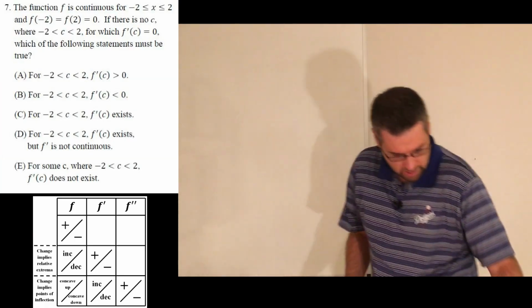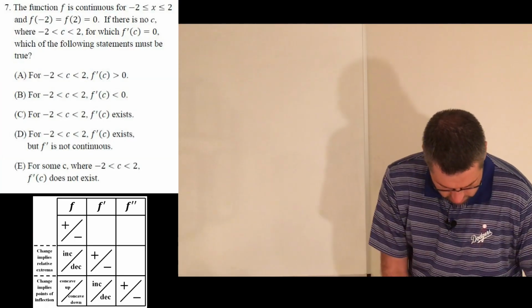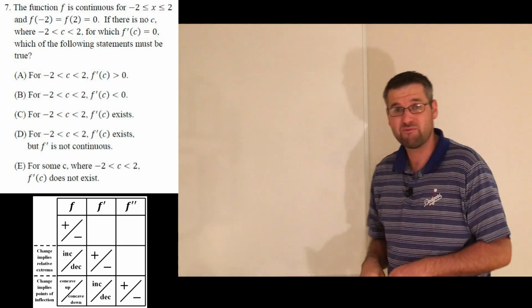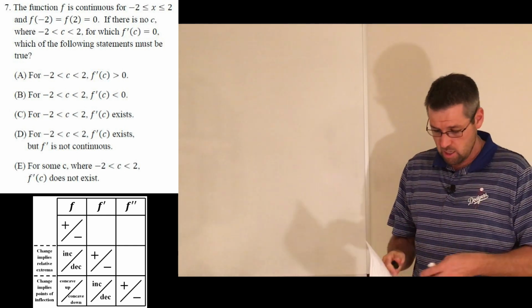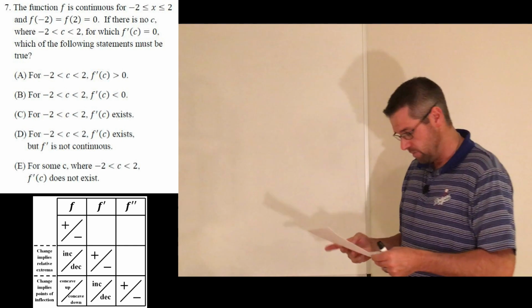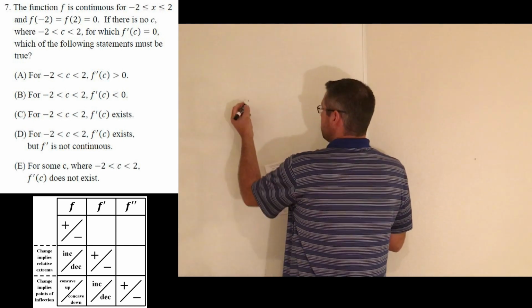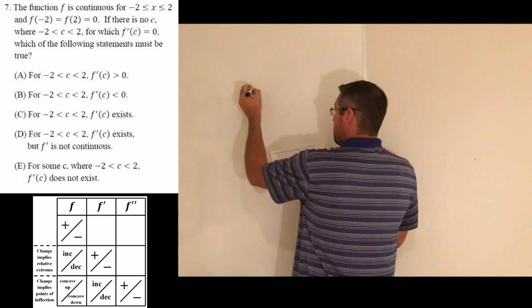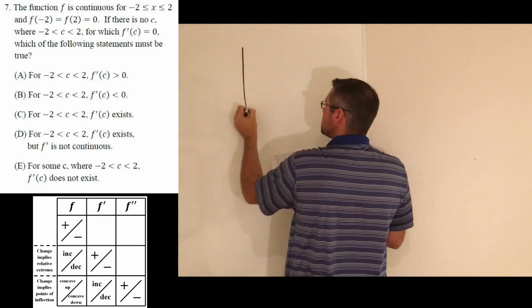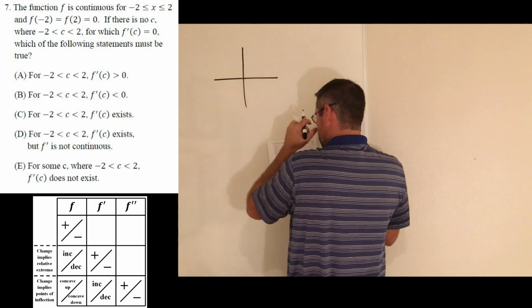Let's go ahead and take a look at number 7 now. Number 7 tends to be a tricky one for students to kind of wrap their heads around, but it's kind of a fun one to think about. It tells us that f is continuous over a closed interval and that we have the two endpoints of that interval.